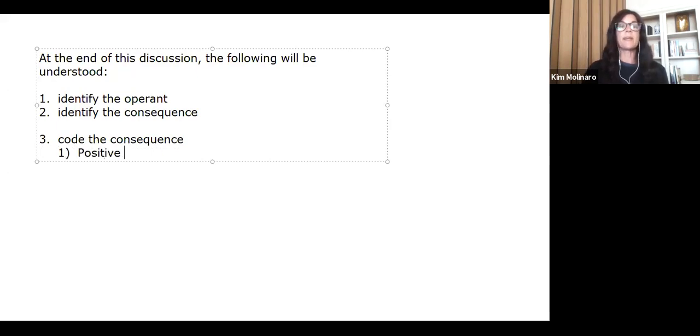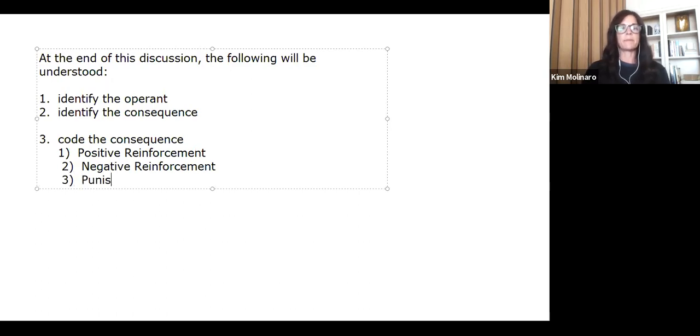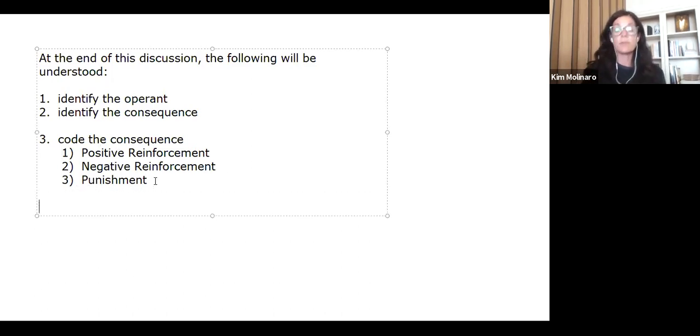What this means is you identify, is it positive reinforcement? We're going to define that and go over it. Is it negative reinforcement? We will define this too. Or is it punishment? So when we code the consequences, we identify: is it positive reinforcement, negative reinforcement, or punishment? Then the fourth thing we do when we're tracking communication with operant conditioning is we identify the subtype.